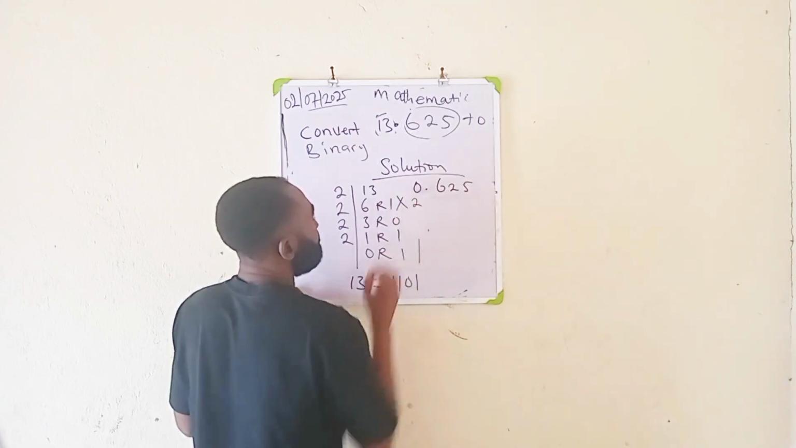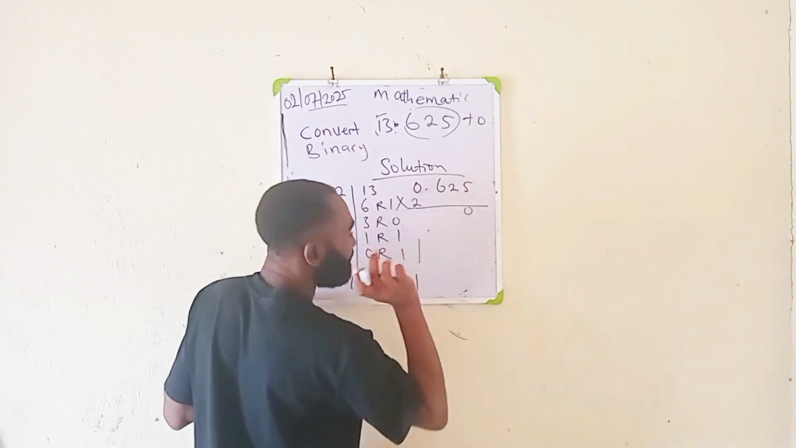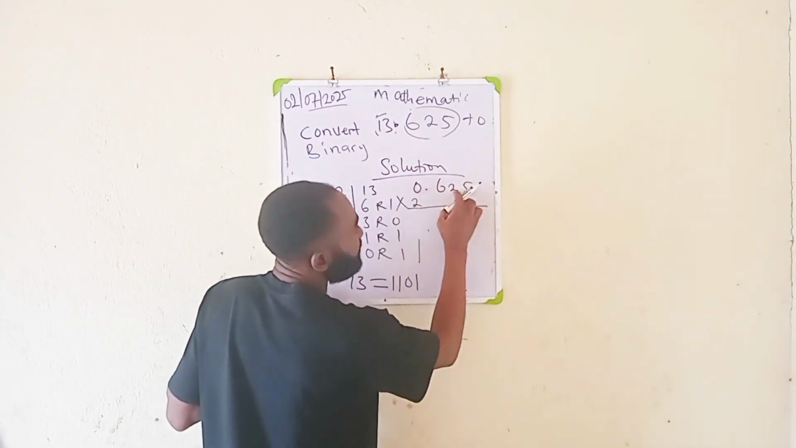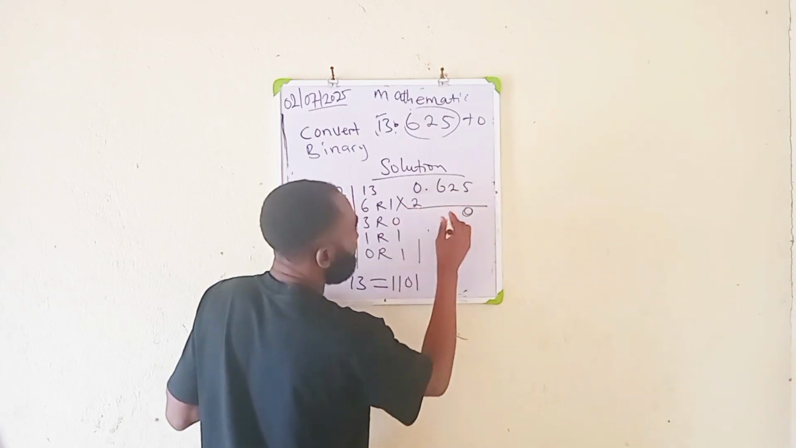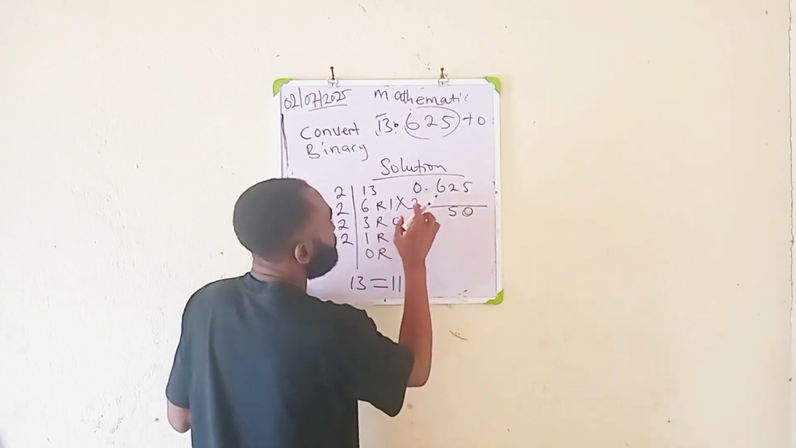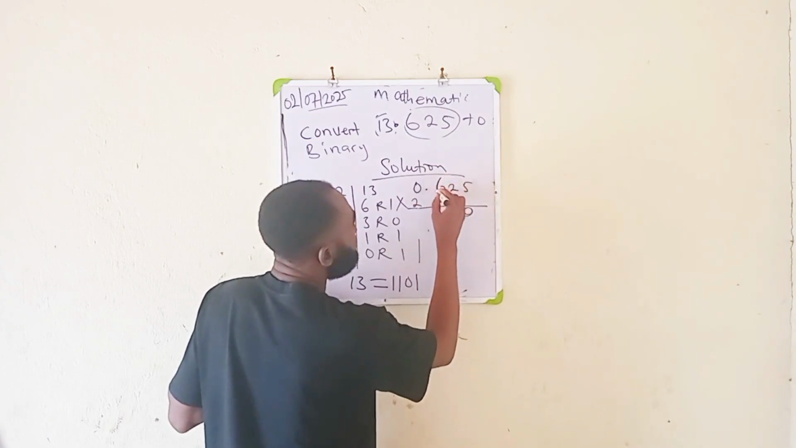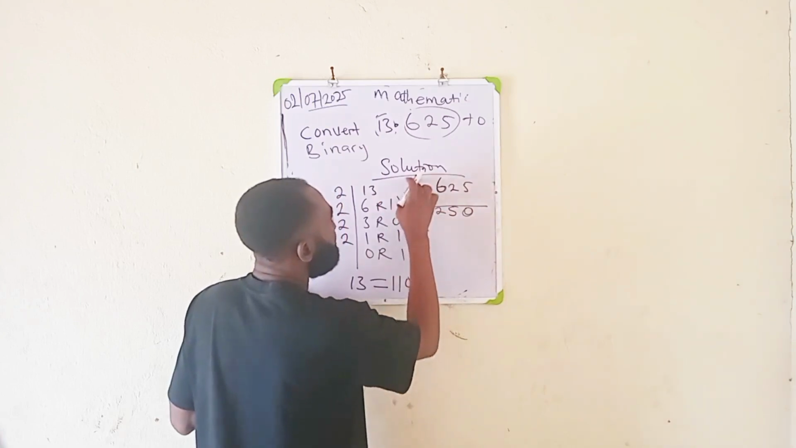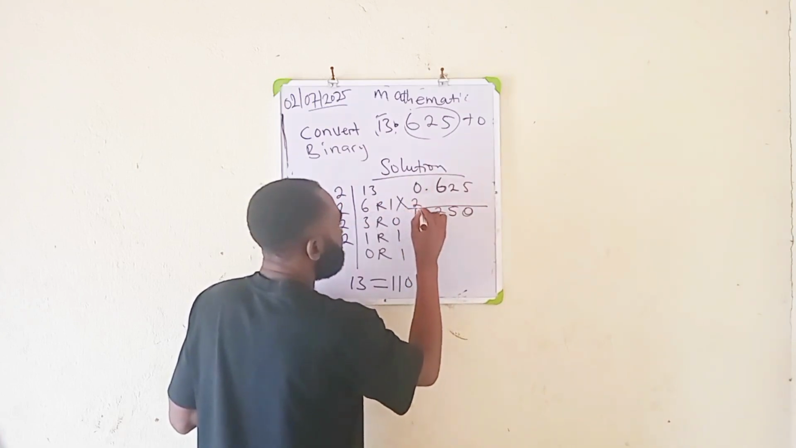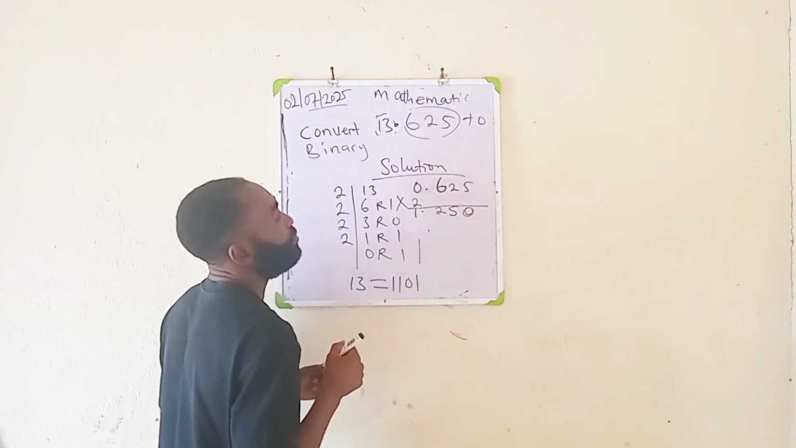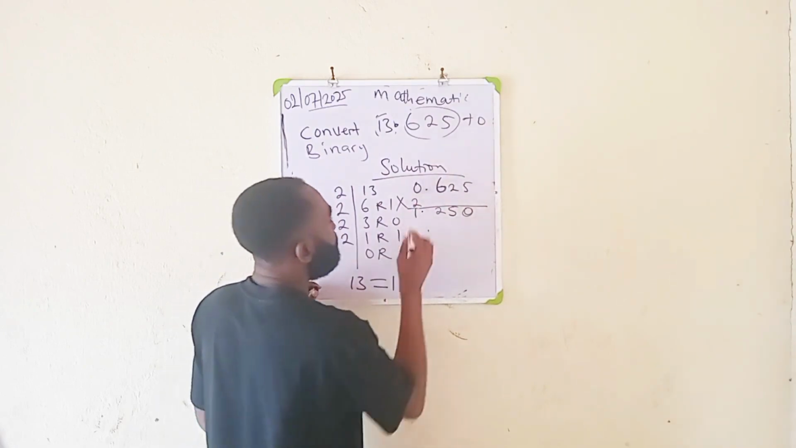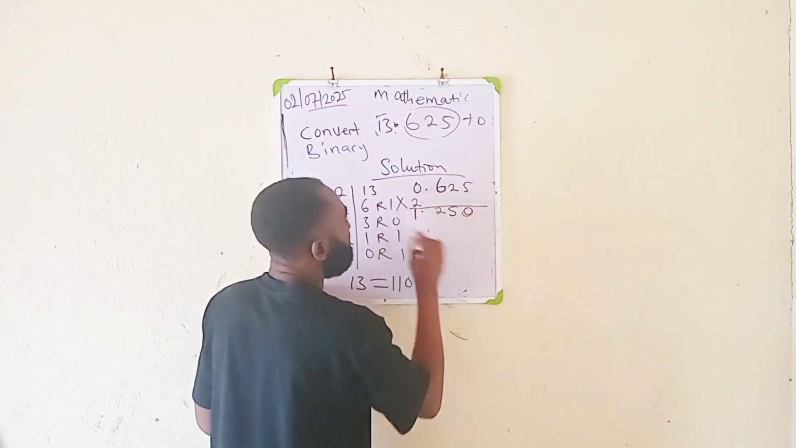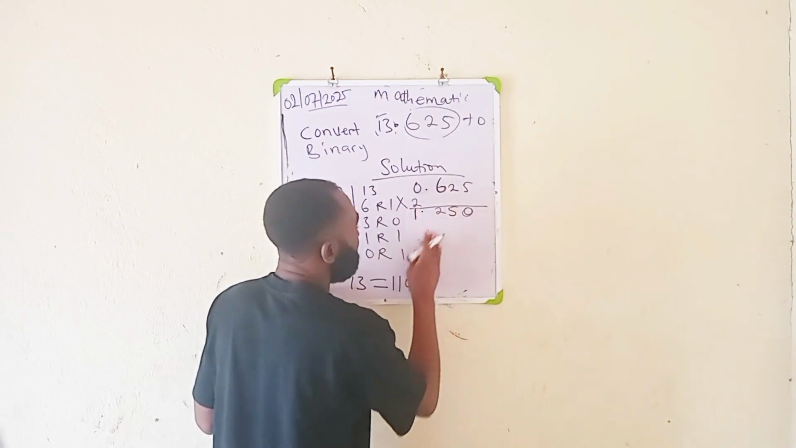Multiply by 2. 2 times 5 is 10, so you write 0, you carry 1. 2 times 2 is 4, plus 1, making it 5. 2 times 6 is 12, so you write 2, you carry 1. 2 times 0 is 0, plus 1, that is 1.250. You keep the whole part, and you carry only the fractional part down.